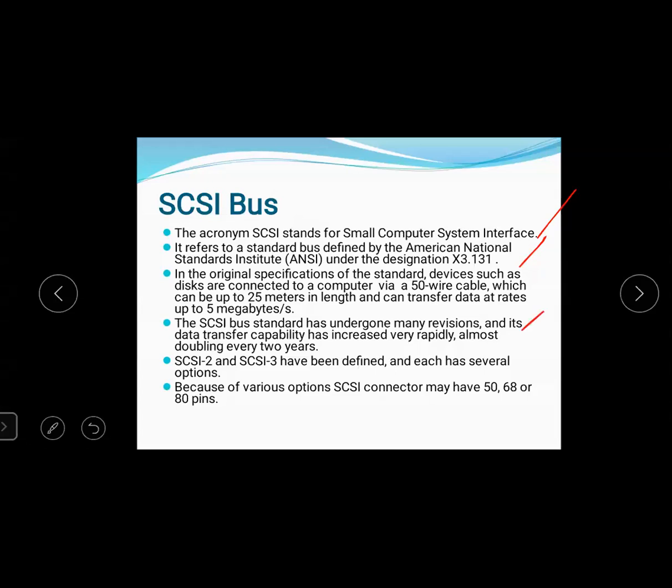And it has been developed every year. Data transfer capability has increased very rapidly, almost doubling every 2 years. There are so many versions. SCSI 2 and SCSI 3 have been defined. In the first stage, it has 50 pins, in SCSI 2 it has 68 pins, and in SCSI 3 configuration it has 80 pins. The number of pins increases with each version.